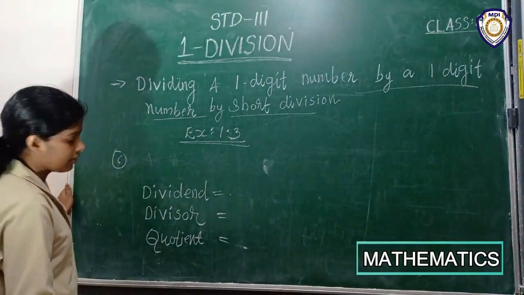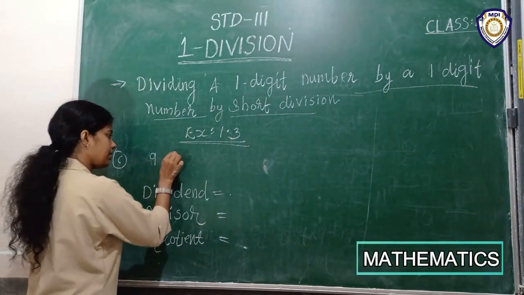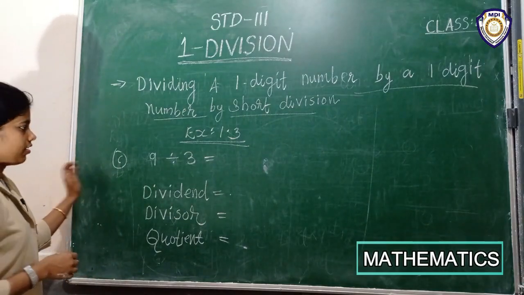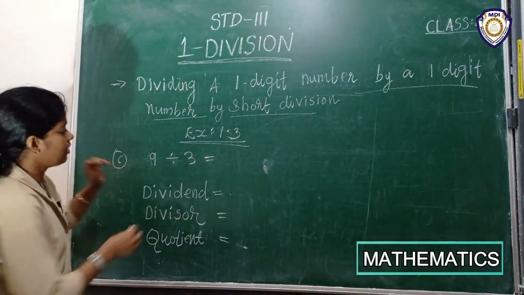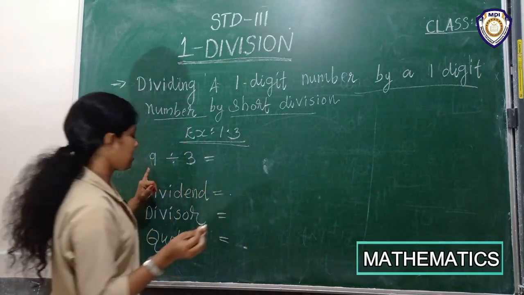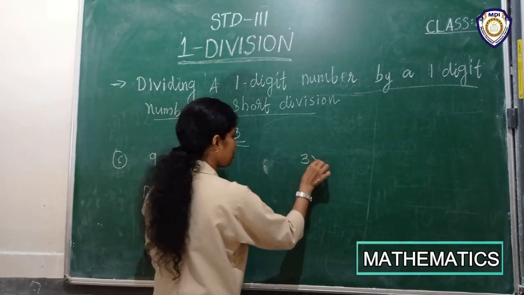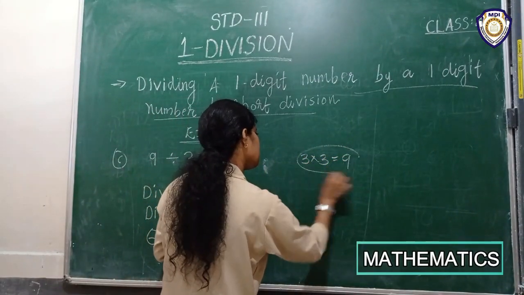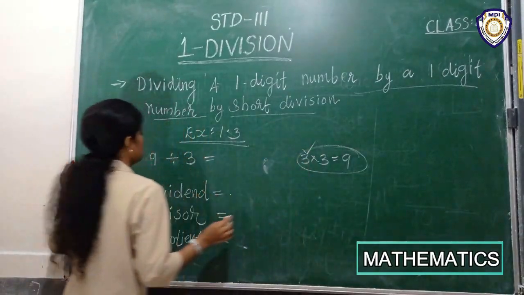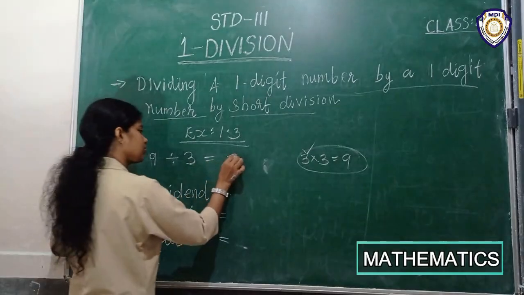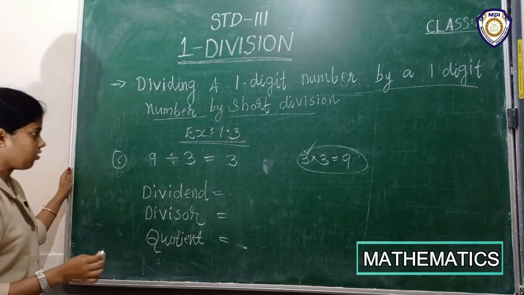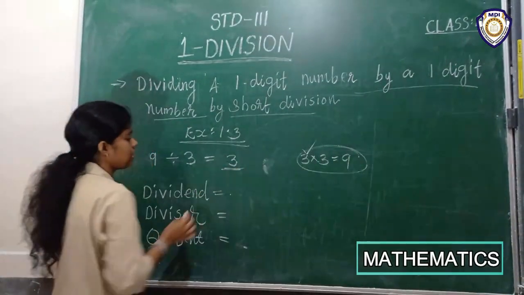9 divided by 3. Okay, we want the table of 3. 1 3 is 3, 2 3s are 6, 3 3s are 9. 3 into 9. How many times? 3 times. Okay, this is the quotient.